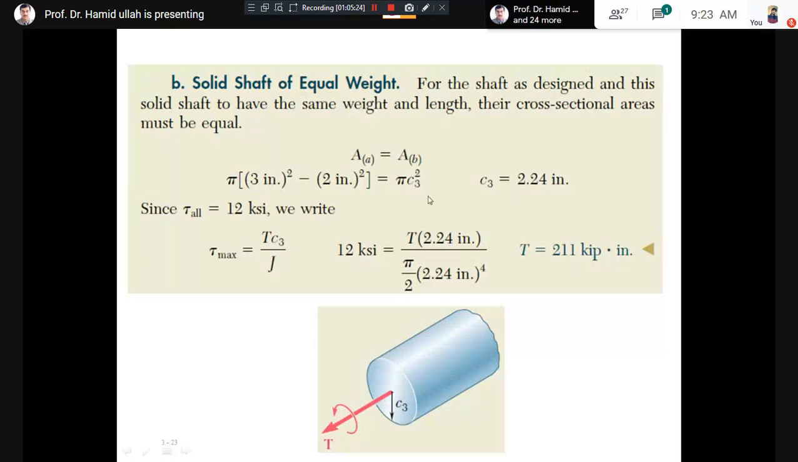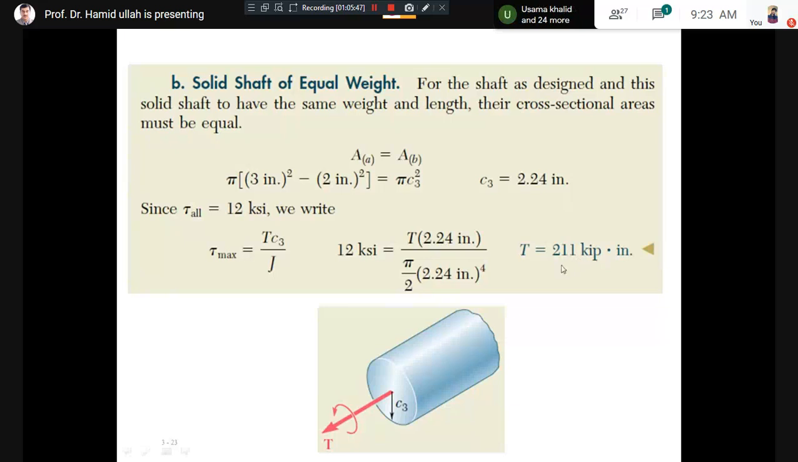Once you get the radius, then the same formula gives the value of torque, which is 211 kilo-pound inch. So when you go for this option, a solid shaft with a radius of 2.24 inch, the torque will be 211 kilo-pound inch.